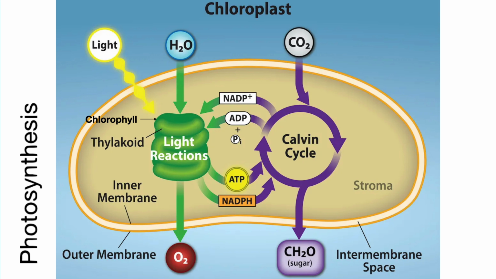The ATP and NADPH help convert carbon dioxide into glucose, then turn back into ADP and NADP+, and repeat the process.